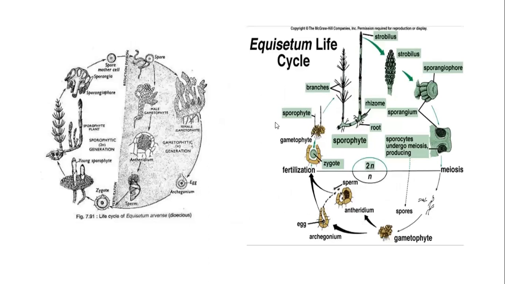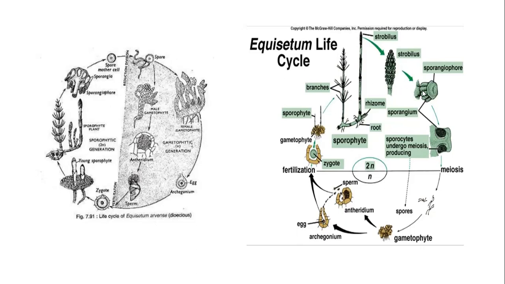So the life cycle here we can see. This is the sporophyte, the Equisetum plant. This is a fertile branch, developing the strobili or the cone at the terminal end. So this is the strobilus or the cone. You can see here on the strobilus the presence of sporangiophores. How are these sporangiophores arranged? In a ring around the strobilus.